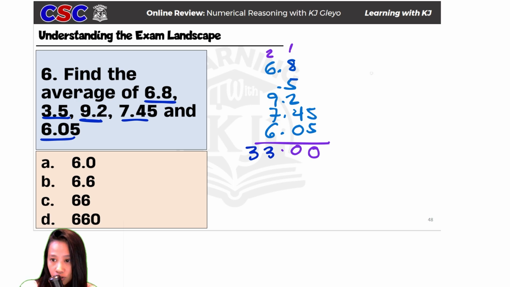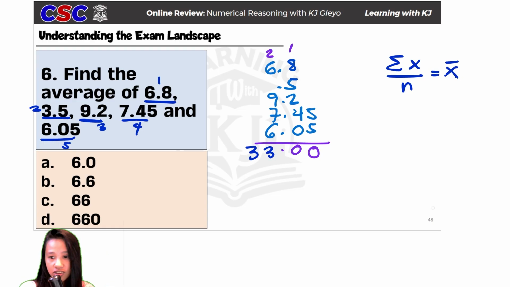Kaya nga natin ito ginawa, itong first step natin. You add the total sum of the numbers. Ayan. And then you find the number of terms. We have 1, 2, 3, 4, and 5. 5 numbers all together to find the, kumbaga, mean natin. Okay, or average. So, ito siya.